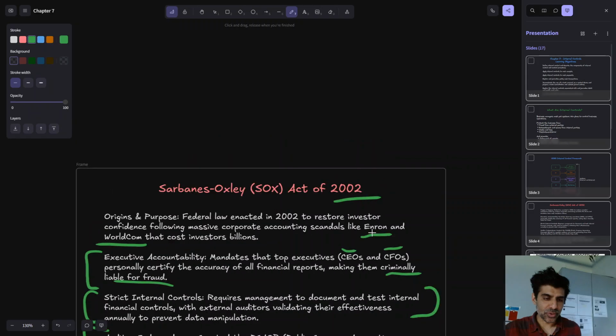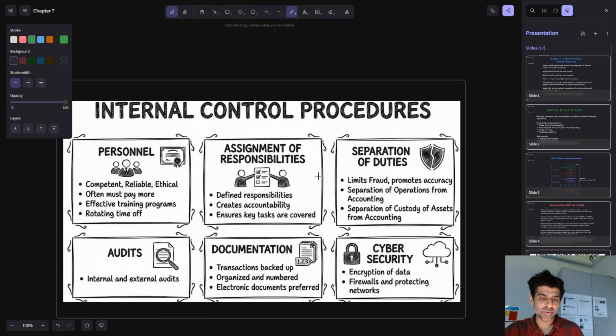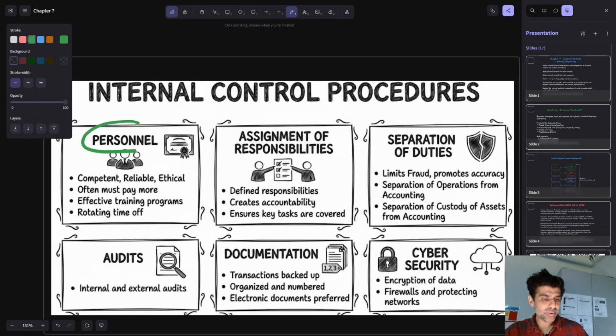So what are some of the internal controls? Now we're getting to this first part, these control procedures. What are the different facets? The first one you can argue is personnel. Fraud is committed by people, right? So you have to have various controls in place to figure out who is working for you, and even managing them and training them and making sure that you're controlling for the people. You want to screen for competent, reliable, and ethical people.